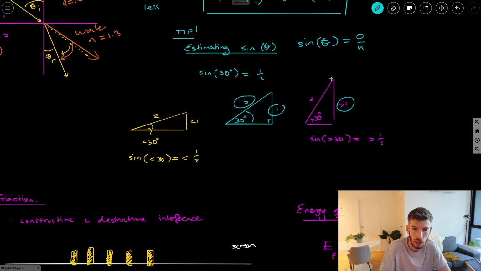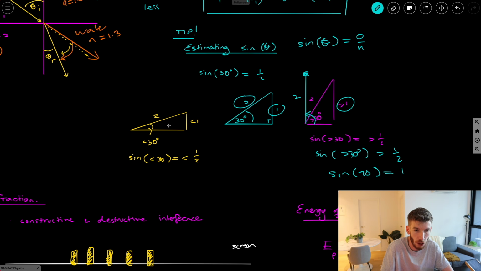This is going to have to get bigger to try and meet that, right? And so this will have to be greater than 1. If we're keeping this constant, that then would mean sine of an angle greater than 30 should be more than 1 over 2, which means more than half. So now we know that sine of any angle greater than 30 should be greater than the value of half, and that should be enough to get you through, right?